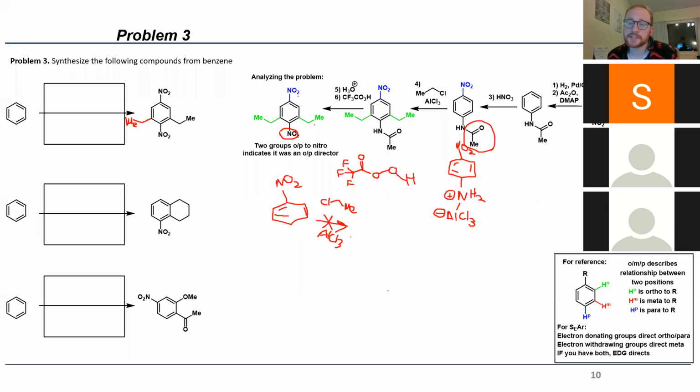I see another question asking if we can use potassium hydroxide and water to remove the acetyl protecting group. You can. It can be removed under acidic or basic hydrolysis conditions. Any more questions on this?